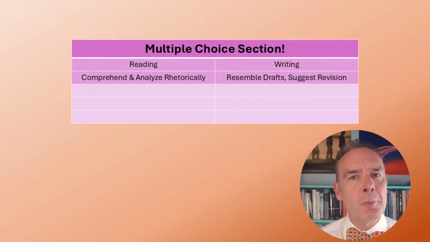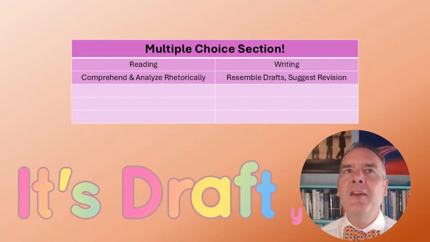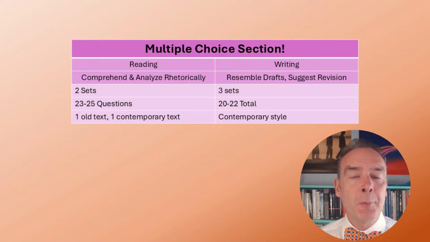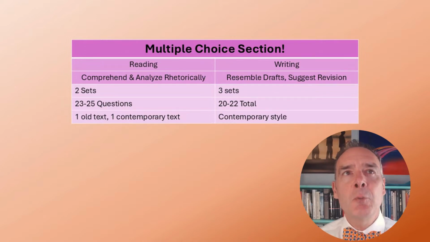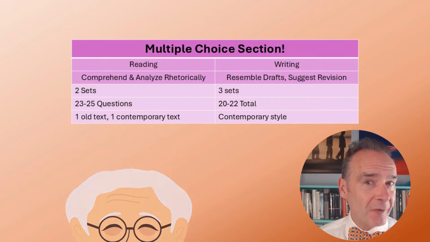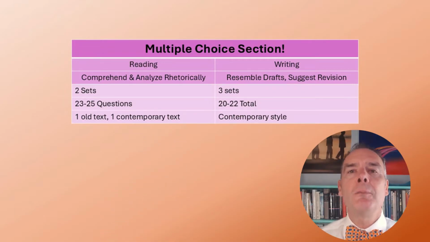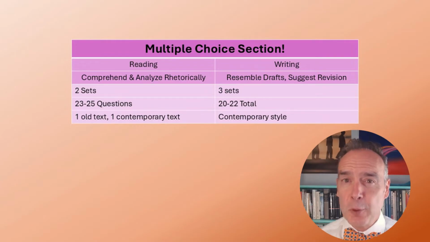Finally, we come to the writing section, where you read passages that kind of resemble drafts of writing, and you are asked to make choices of the best revision to that passage from the perspective of a writer. The reading section has 2 sets of 23 to 25 questions, and the writing section will have 3 sets of 20 to 25 total questions. The reading section will have 1 olden time style passage and 1 current style passage, but the writing section will have all passages written in a contemporary style because they're made to resemble examples of modern writing.